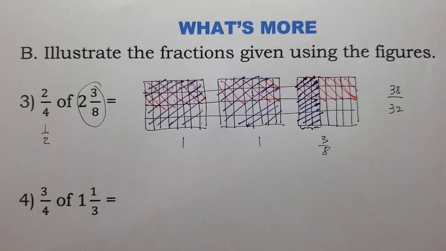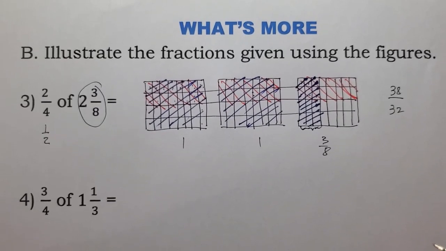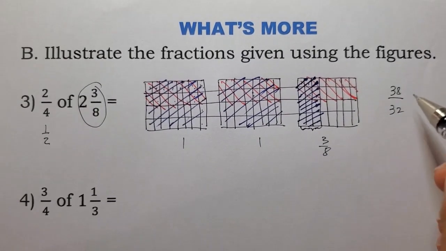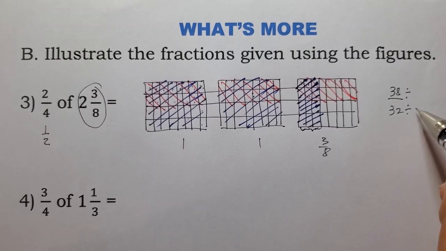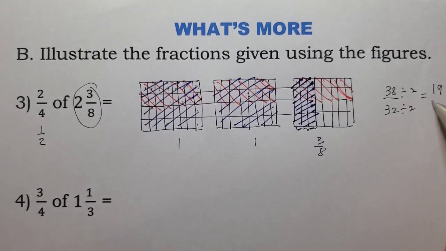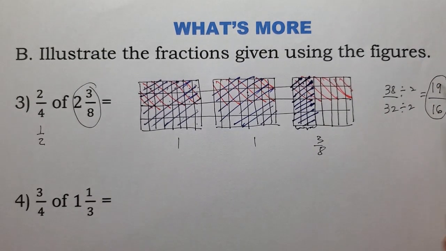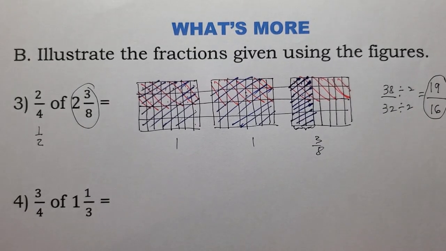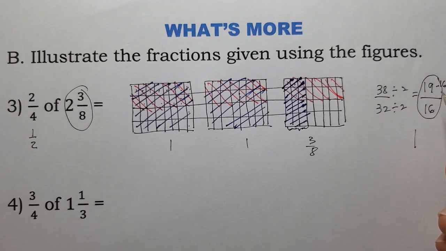And of course, we could also express this into its simplest form by simply dividing both the numerator and the denominator by 2. So that will give us 19 over 16. Okay? So this one is an improper fraction. We could still write that into mixed form. How many 16 are there in 19? That's 1. Then, of course, if we will subtract 16 from here, so what will be left is 3 over 16.